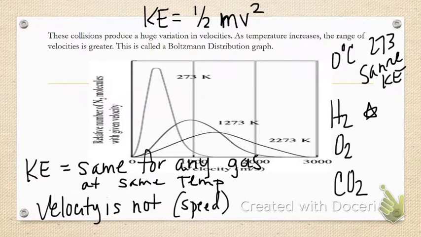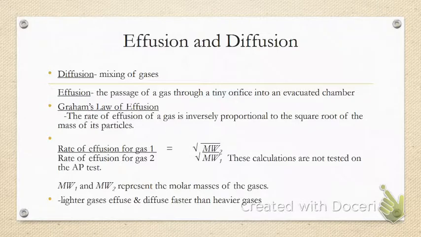Lighter gases are going to have faster velocities, okay, which will lead us into effusion and diffusion. Okay, if you recall from Chem 1, diffusion is the mixing of gases. Okay, if I open a room and let a bunch of gas in there, they're going to mix evenly. Effusion is the passage of gas through a tiny orifice into an evacuated chamber. So it's basically how your tire gets a hole in it, it leaks.